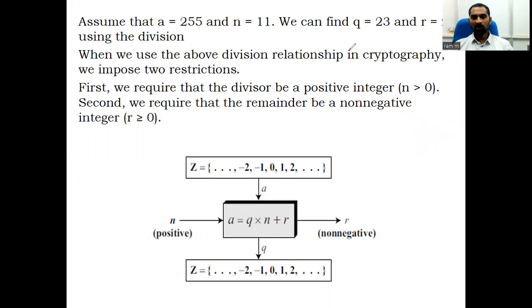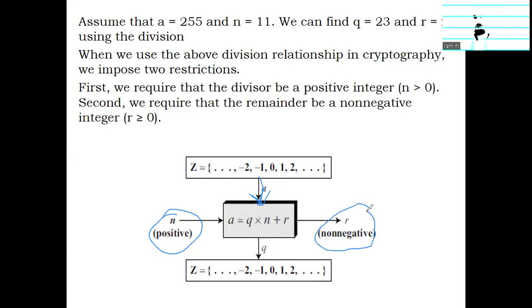Now, if you observe the same way, we will take a from the set of integers. Here we will take the set of integers and we'll take n as a positive value. Remember, we should always take n as a positive value and r as a non-negative value. So we are saying positive and non-negative. What is the difference between positive and non-negative?